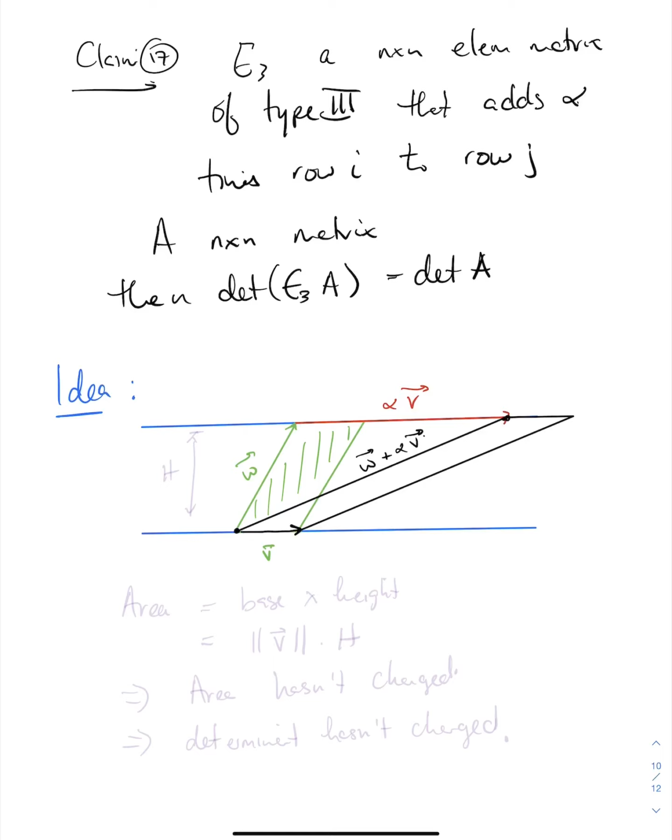Recall how to calculate the area of a parallelogram. The area is equal to the base times the height. The base is still vector v, the magnitude of vector v, times h. And so the area hasn't changed. So the determinant hasn't changed.